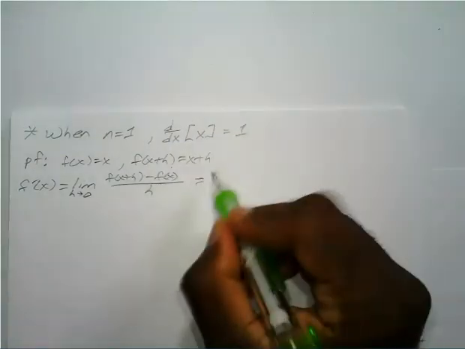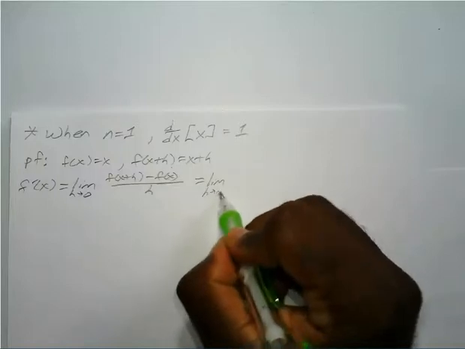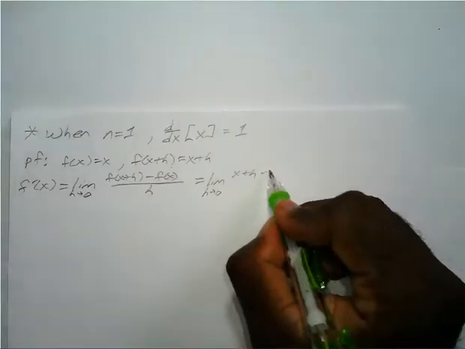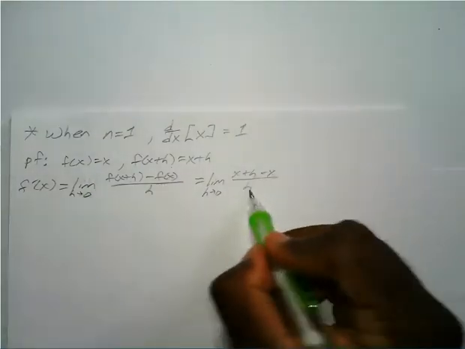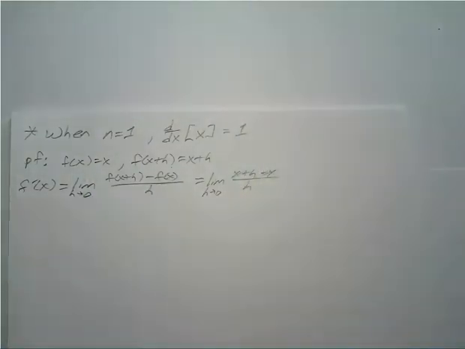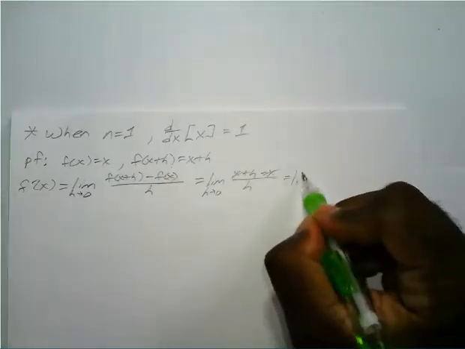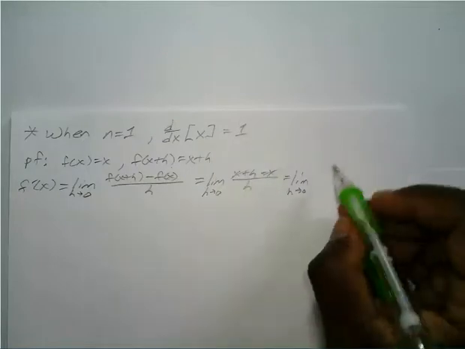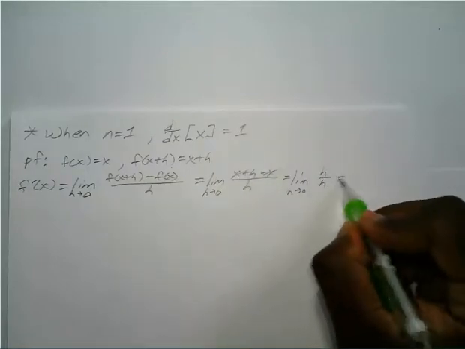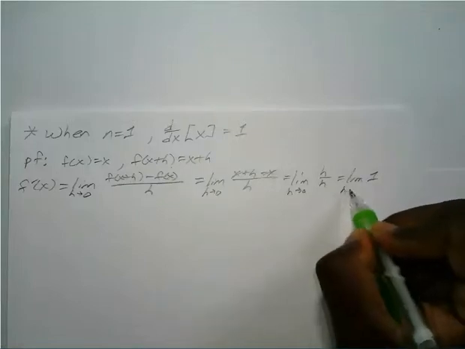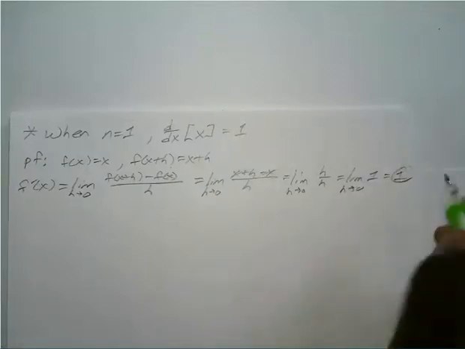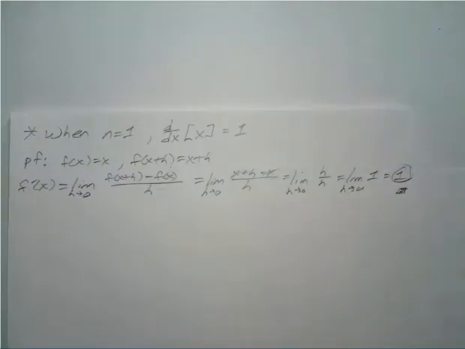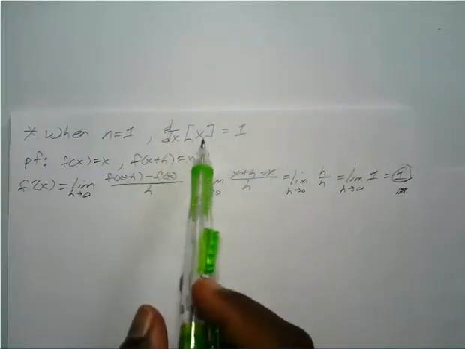Okay, so that's equal to the limit of f of x plus h, which is x plus h, minus f of x. So that's minus your x, all over h. Okay, which is equal to the limit as h approaches 0. Since the two x's canceled out, you have h over h, which is the limit of 1, which is just 1. Alright, so the derivative with respect to x of just x is 1.